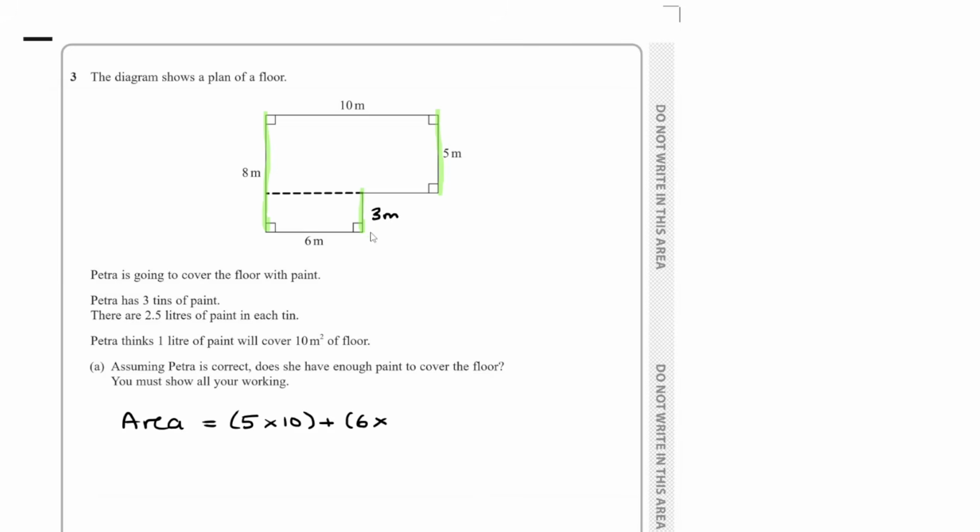And if you split the shape the other way, you can do the same thing, but horizontally. So 6 times 3. That gives me 68 meters squared. So the total area is 68 meters squared.